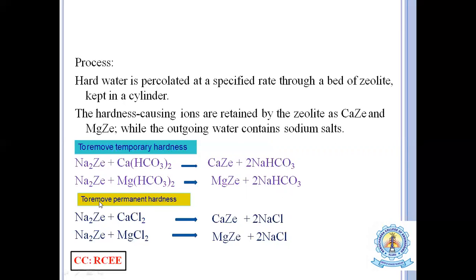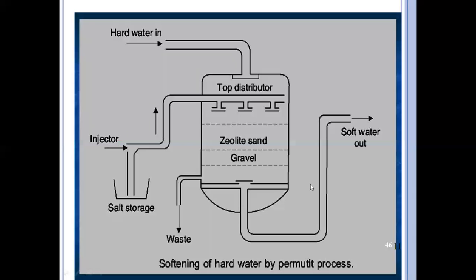Now take the permanent hardness causing salts like calcium chloride and magnesium chloride. How are these removed by the zeolite process? In the same way, sodium zeolite reacts with calcium chloride to form calcium zeolite plus NaCl. These two processes can be observed in a schematic diagram.